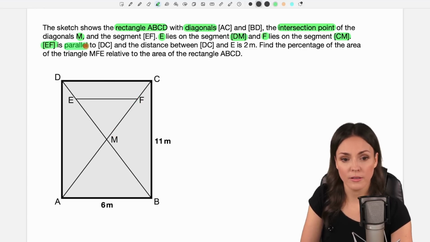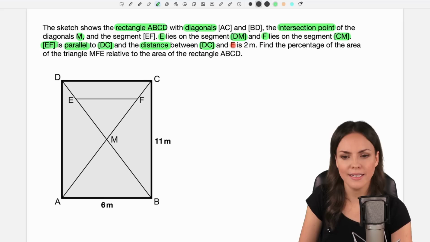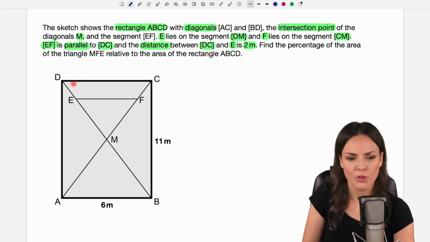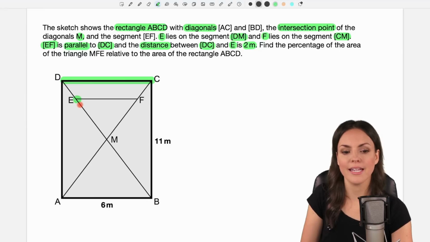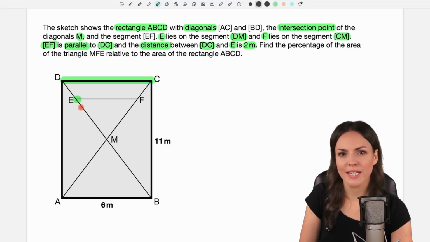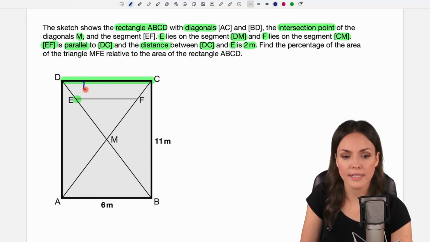EF is parallel to DC, so this segment is parallel to this segment, and the distance between DC and E is 2 meters. So the distance between this segment here and this point here is 2 meters. We have to be careful. They don't say that this part here is 2 meters. They say the distance, and this is always the shortest distance. So this distance here is 2 meters.